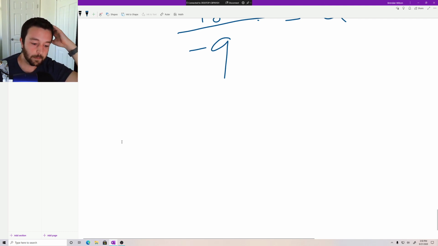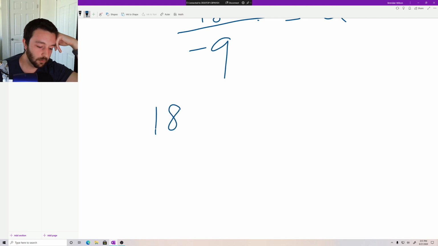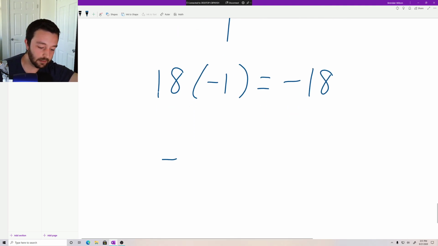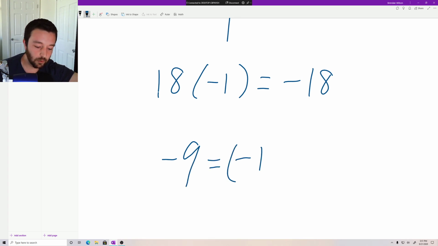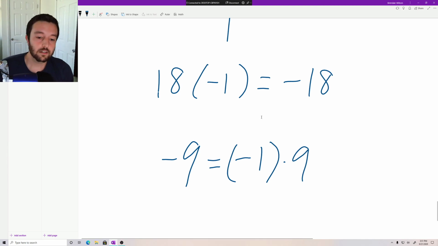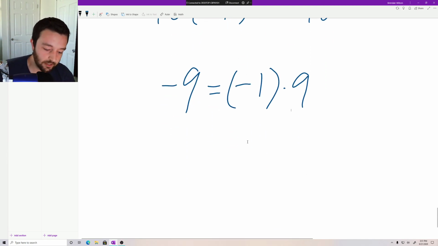Another thing is 1. Multiplying by negative 1 is going to be a very powerful tool for us because what does that do? Well, if we multiply 18 by negative 1, we just end up getting negative 18. Okay, so all it does is flip the sign. In fact, if we have a negative number, like say negative 9, we can think of this as negative 1 times 9, right? There's no difference. These are equivalent. This will be really helpful in solving equations.